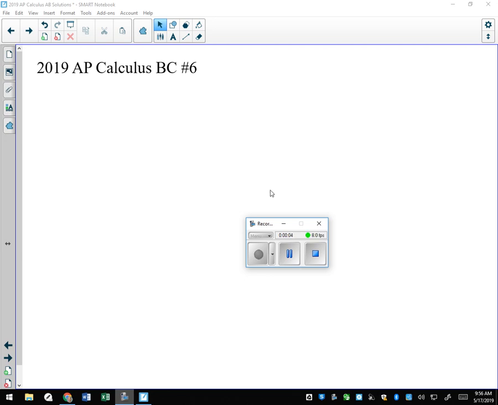Okay, let's look at question number 6 from the 2019 AP Calculus BC exam. I have not read this question yet. I'm solving it in real time. Hopefully I don't make any mistakes. I've already embarrassed myself a couple of times on the earlier questions.